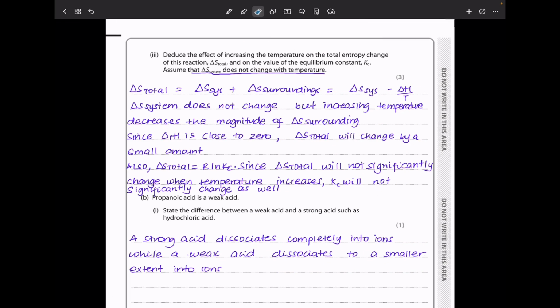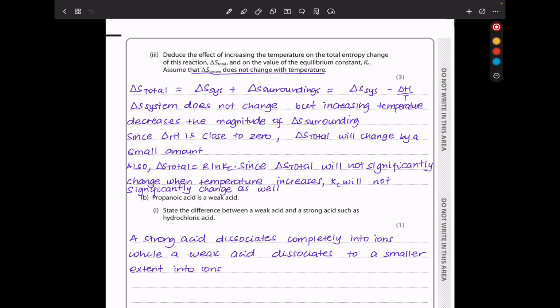Next, they say deduce the effect of increasing the temperature on the total entropy change of this reaction and on the value of the equilibrium constant Kc. Assume that the S system does not change with temperature. We know that ΔS total is equal to ΔS system plus ΔS surroundings, which is the same as ΔS system minus ΔH over T, but they say ΔS system does not change.